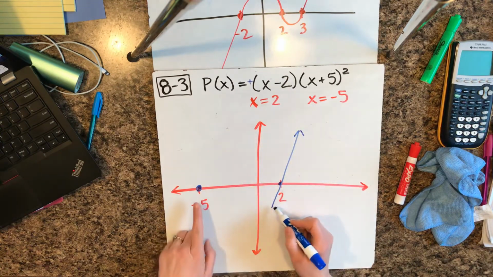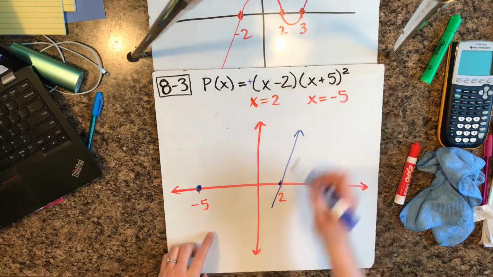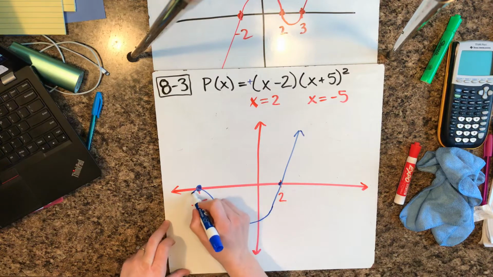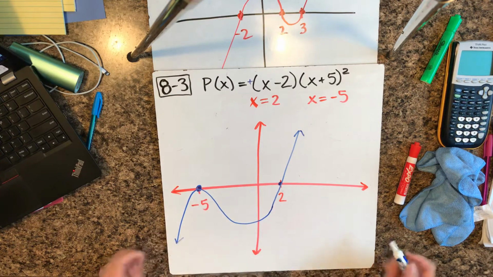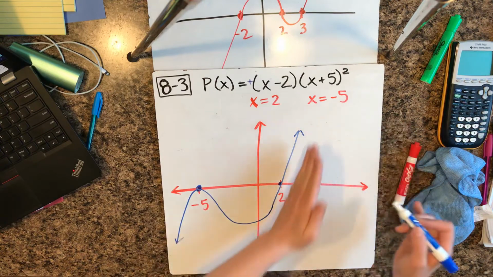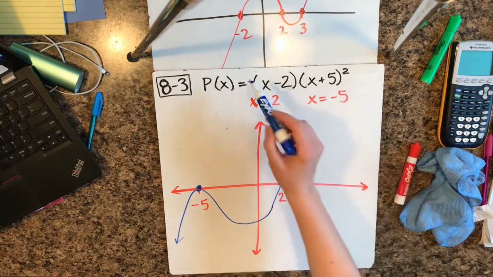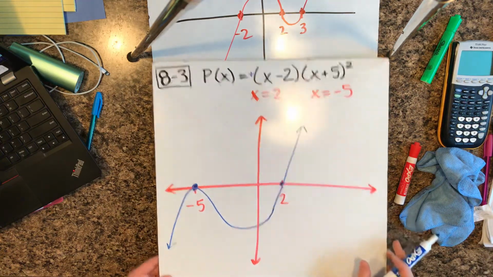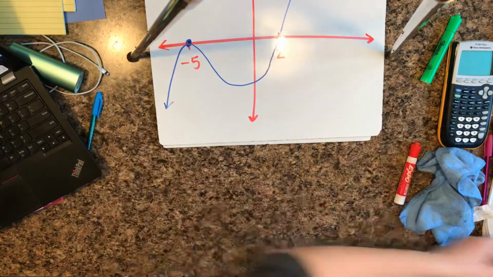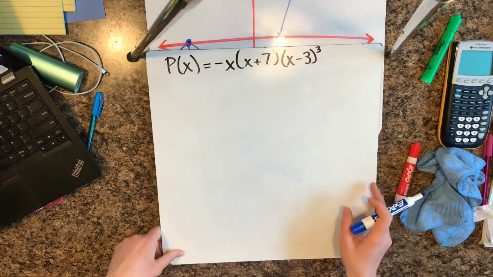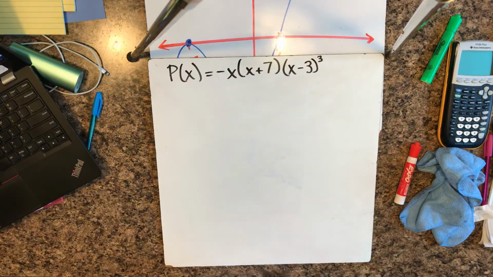Now, when I come around here to the negative 5, that squared tells me it's going to bounce. So it's going to bounce off the x-axis and turn back around. When I look at this graph, it bounces at negative 5 and it goes through negative 2. Because it's positive, it ends by going in an upward direction. This is an example of one that's actually not in the book, but I just wanted to make sure we're talking about something like this as well.